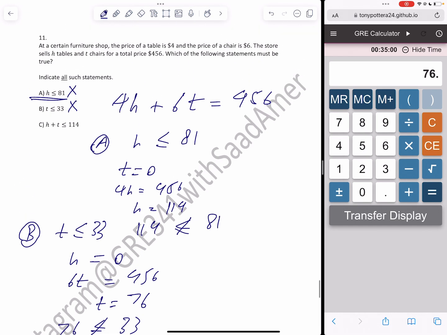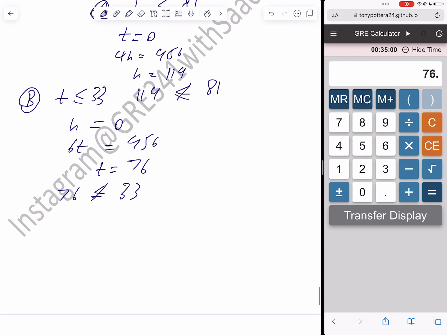Without even doing any further checking, since options A and B are wrong and one of them has to be correct, answer C will be the answer. But let's check option number C. H plus T is less than or equal to 114.